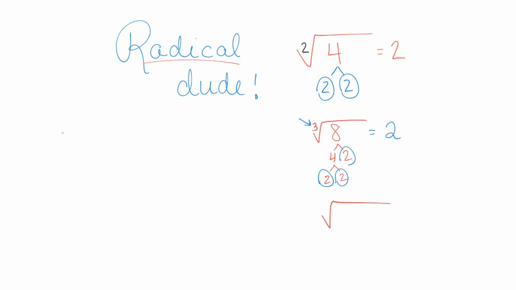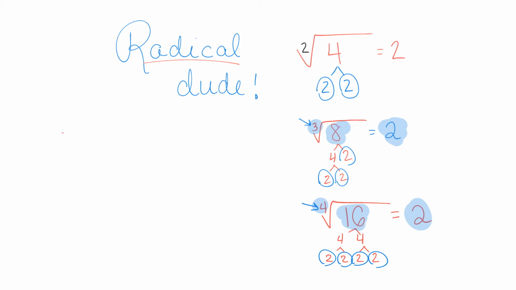Guess what happens if we do the 4th root of 16? Well, if I break 16 down, I get 4 and 4. And if I keep going down to prime numbers, I get 2 and 2. And look at this, 1, 2, 3, 4 of them, just like there's a 4 here. And that gives me the 4th root of 16 is 2, because 2 to the 4th is 16, and 2 cubed is 8, and 2 squared is 4.